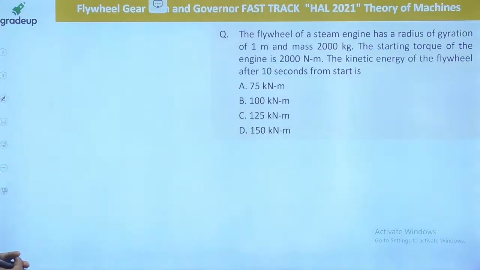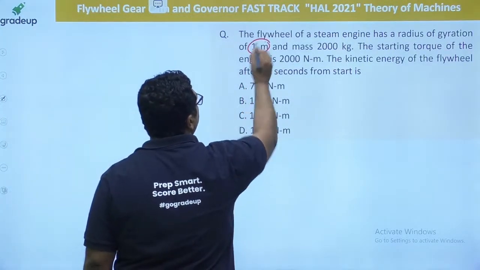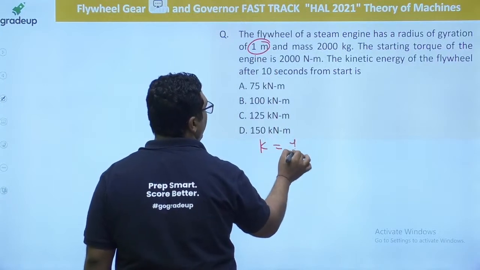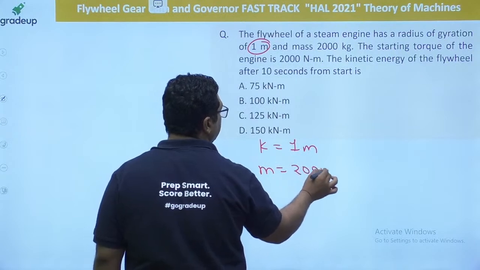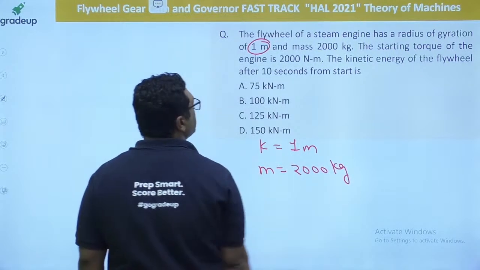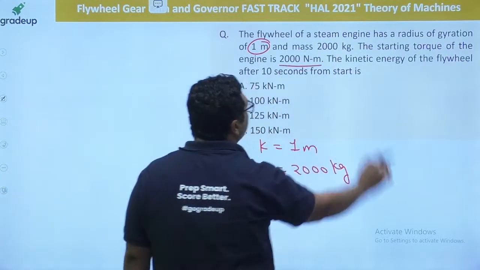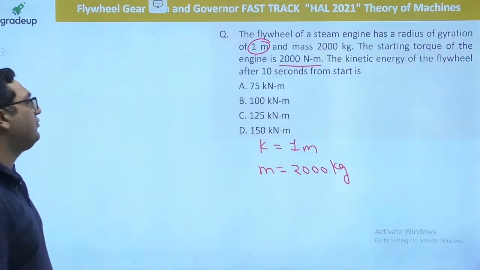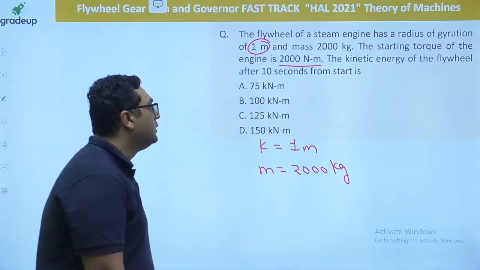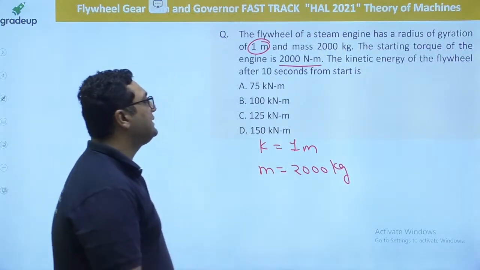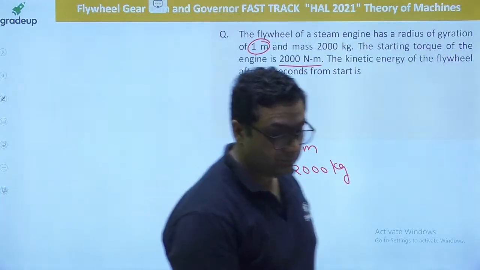So the flywheel of a steam engine has a radius of gyration of 1 meter. K is 1 meter, M is 2000 kg. Starting torque of the engine is 2000 Newton meter. The kinetic energy of the flywheel after 10 seconds from start is. Solve it, guys.